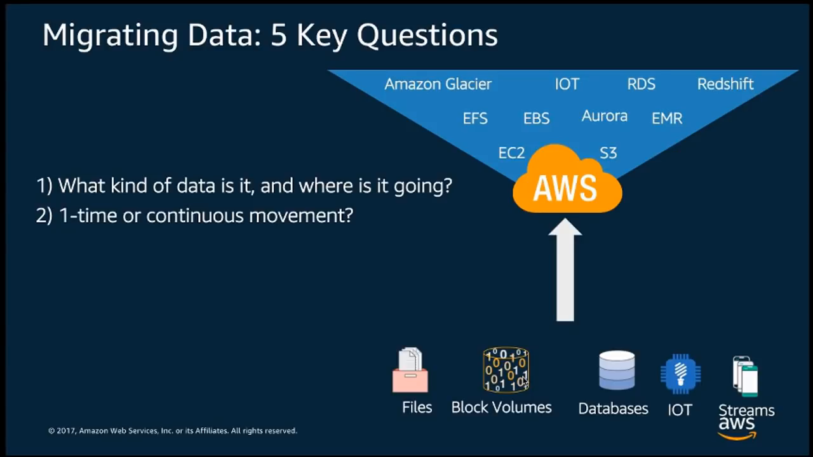The next is, are you doing this one time? Is this one large migration, or is it ongoing? Are you going to continue to replicate data in? We certainly have a lot of customers that move data in on a continuous basis, and they're processing it inside of AWS. They're getting to results much faster because they can spin up a lot of EC2 instances or use something like EMR to process all of the data.